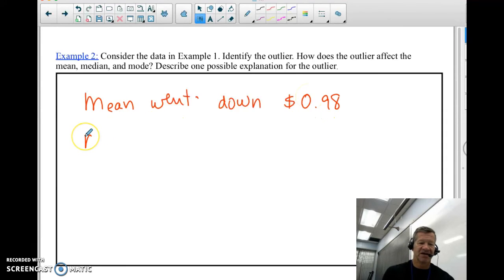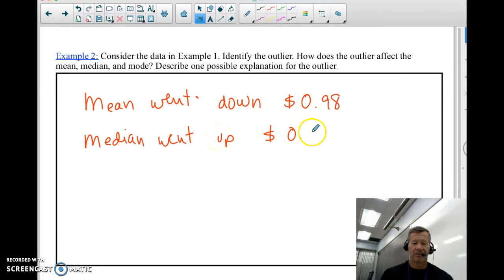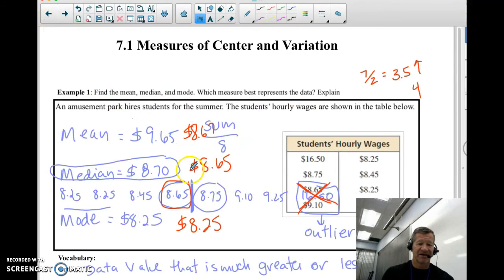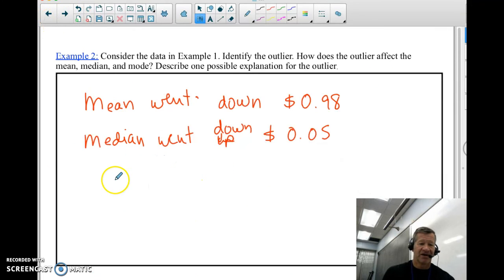Okay, the median stayed almost the same. It just went up 5 cents. I'm sorry, it didn't go up, it went down, didn't it? Yeah, usually when you have an outlier that's high and you take it out, everything will go down. So it went down 5 cents. Let me just double check, from 8.70 to 8.65. Now the mode didn't change. The mode stayed the same.